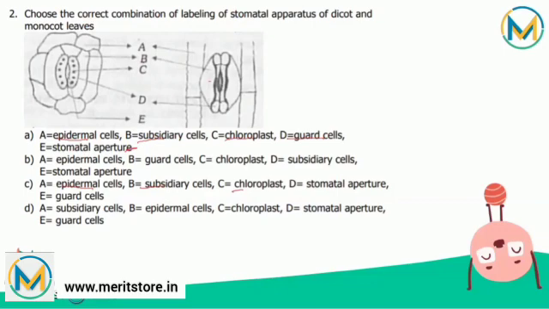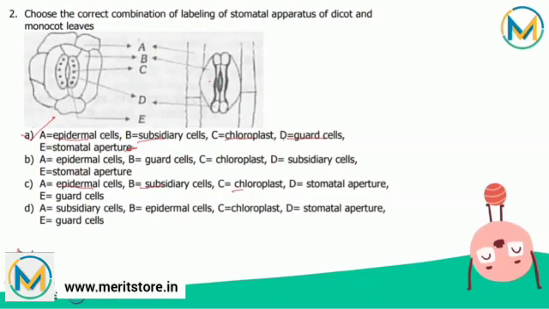Now the stoma, plural stomata, is a pore found in the epidermis of leaves, stems and other organs that is used to control gas exchange. The pore is bordered by a specialized parenchyma cell known as the guard cell, which is this D, and that is responsible for regulating the size of the opening. Chloroplast is a green colored pigment organelle found in the leaf. Thus, looking towards the options, we have found that the correct answer for this question is option A. A epidermal cell, B subsidiary cells, C that inside part is a chloroplast, D guard cell, and E is stomatal aperture.